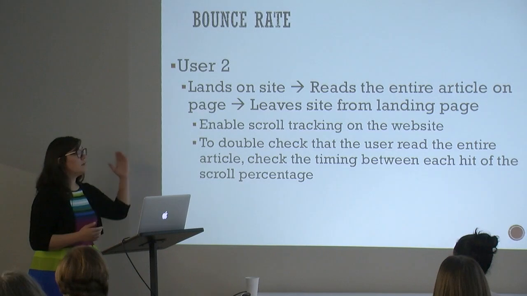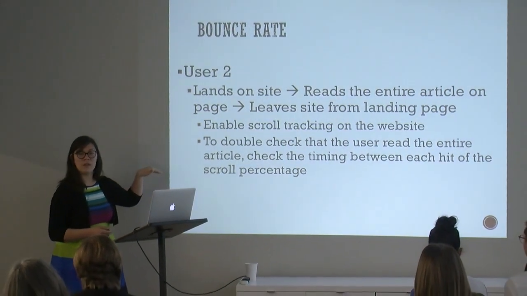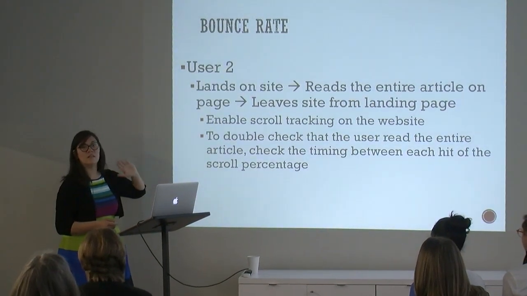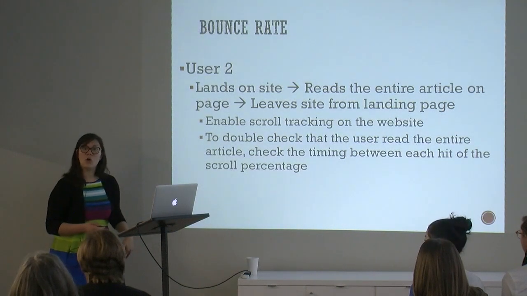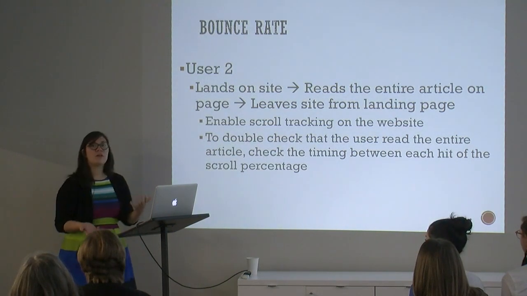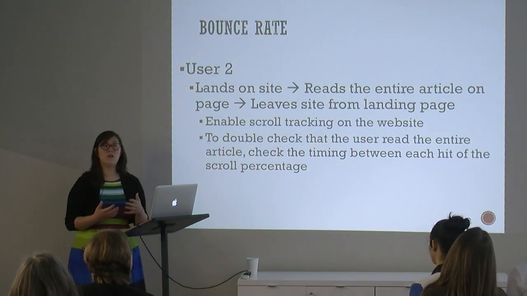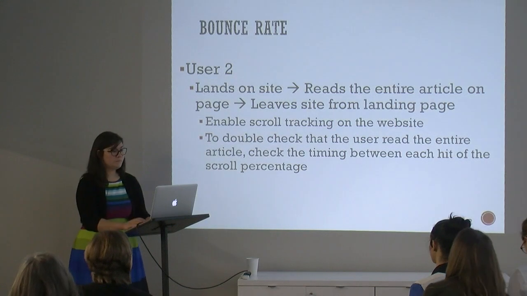So if somebody started the page at a minute, went to the 25% at, say, a minute 25 seconds, and then went to the 50% at a minute 50, you know that they're actually reading that article. So there's different ways you can pull information into Google Analytics and calculate more engaged users versus people that are just literally browsing.